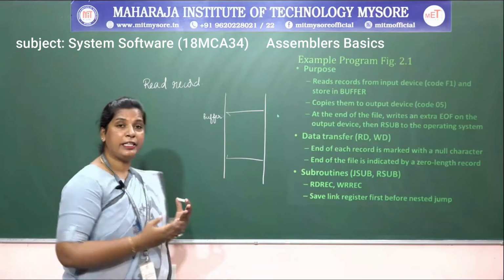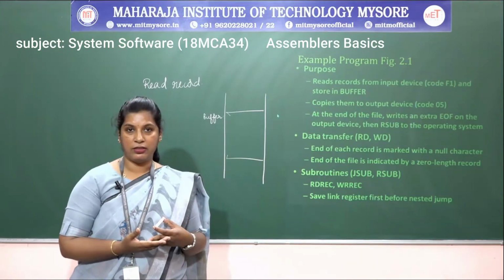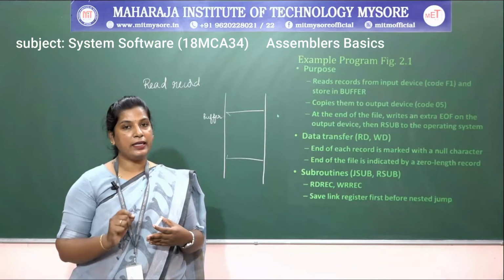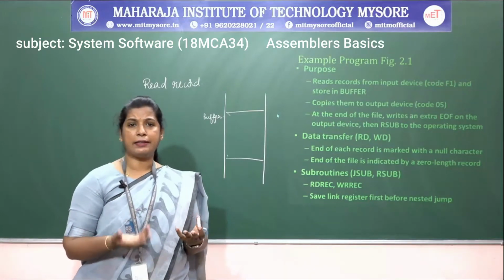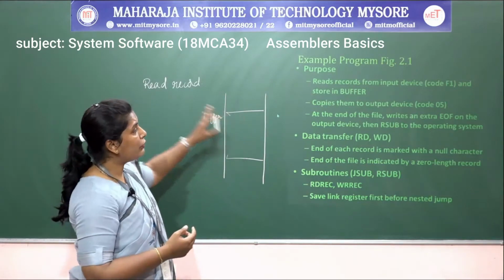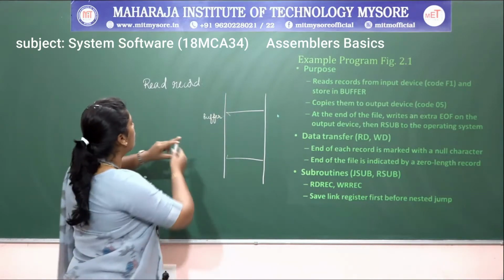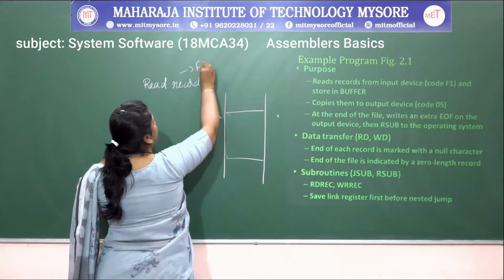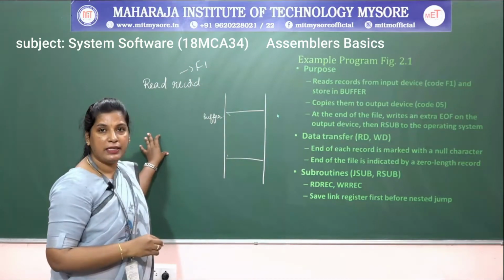So here the record might have any number of characters up to its limit. It might have 10 characters, 1 character, or 100 characters. It is going to read the records from the input device. Which input device is it reading from? The input device name is F1.